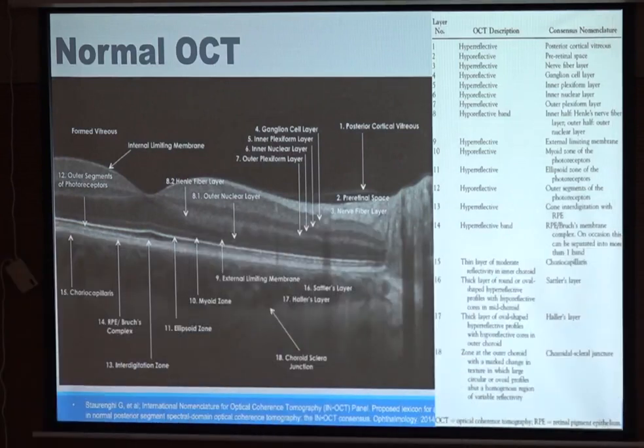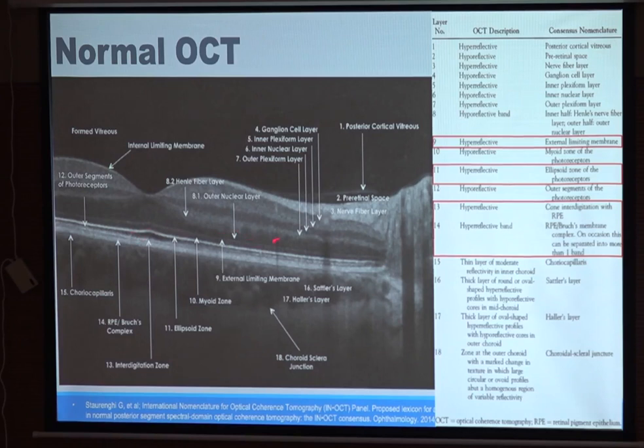So this is a very important slide and a paper that everybody should go through before reading an OCT. That is the normal lexicon for reading an OCT of each of the retinal layers. So we read 10 layers of the retina on human anatomy. There are 18 that are visible on OCT. So each of these is very important, but I would like to stress these 4 outer hyper-reflective layers that you see that are marked here. That is the external limiting membrane, the ellipsoid zone, the interdigitation zone, and the RPE Bruch's complex.